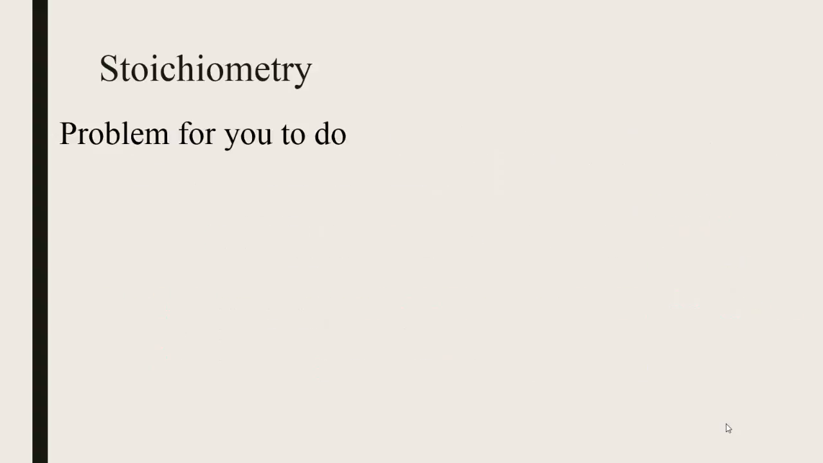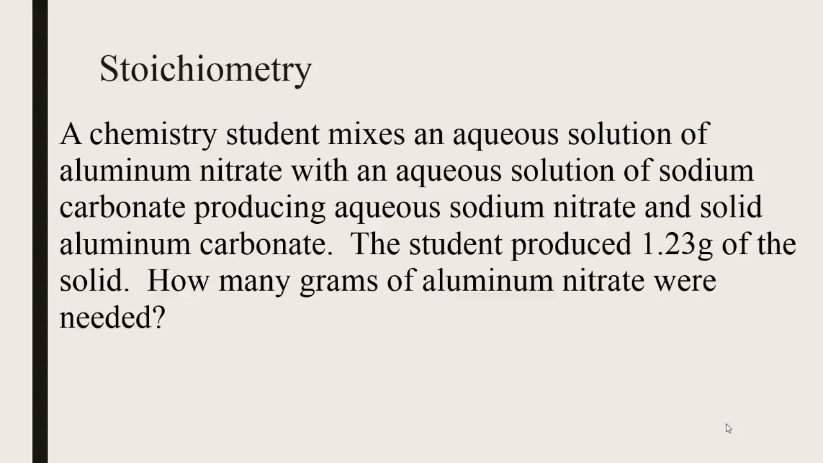So now, as promised, is a problem for you to do. I'll give you the problem, then I'll show you the answer, then I'll walk you through it, and then we'll review and be done. Okay, you've got an aqueous solution of aluminum nitrate and some sodium carbonate, which made sodium nitrate and solid aluminum carbonate.